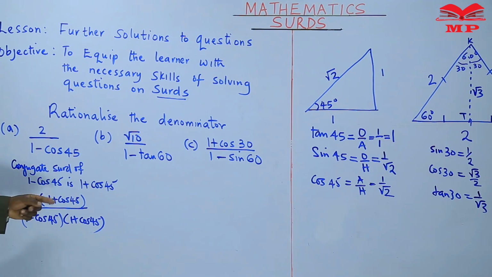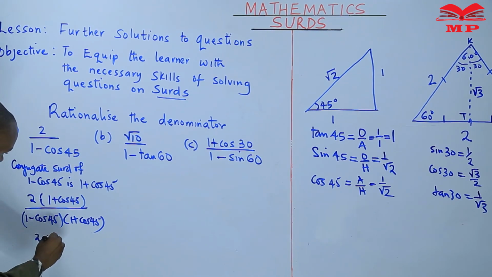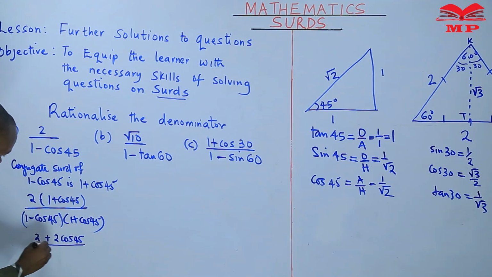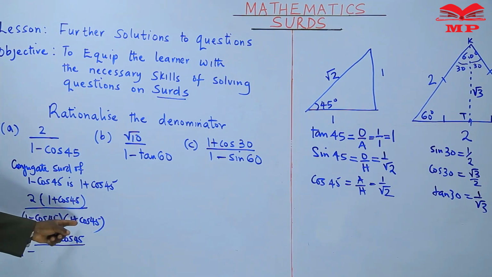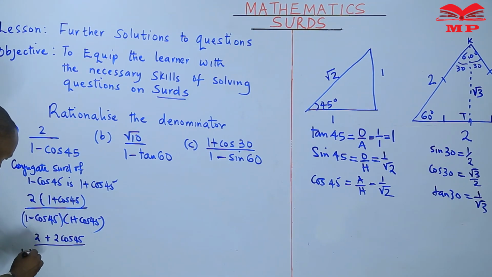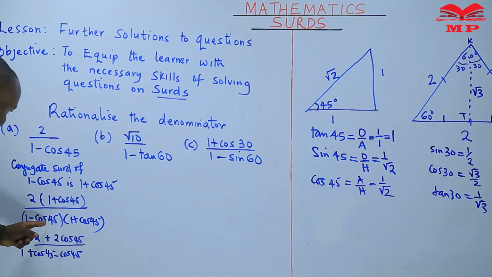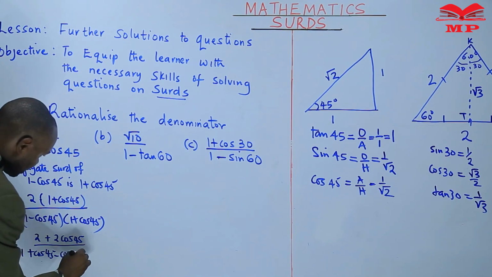So I can work 2 times 1, 2, plus 2 cosine 45, over 1 times 1, 1, plus cosine 45, minus cosine 45, minus cosine 45 squared.